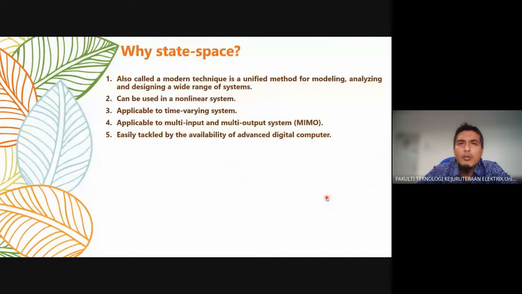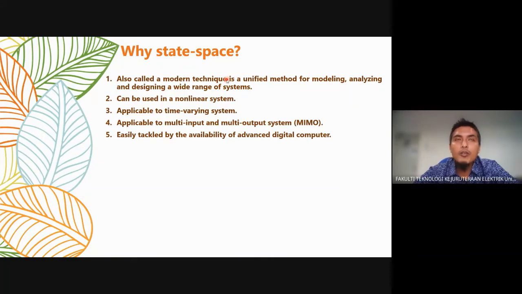Okay, so why do you learn state space? Why don't you just learn the transfer function only? Why do we need state space? State space is also called a modern technique, compared to the transfer function, which is a conventional technique. So you must know the conventional, and also you must know the modern technique for control. If you know everything, hopefully you can do well.